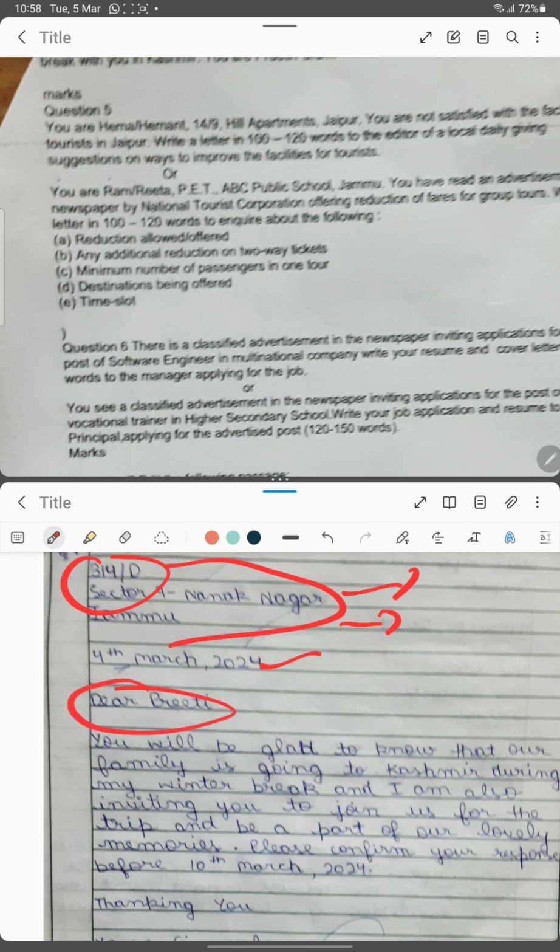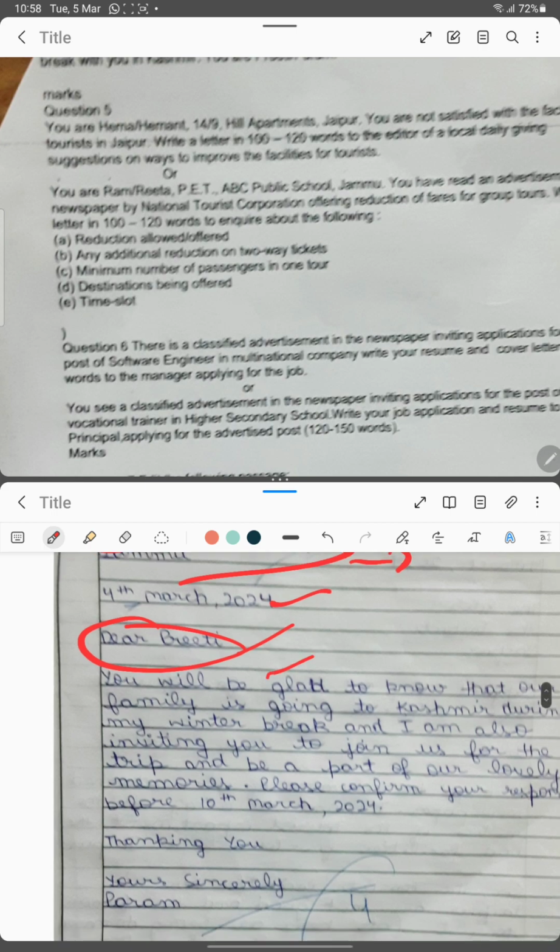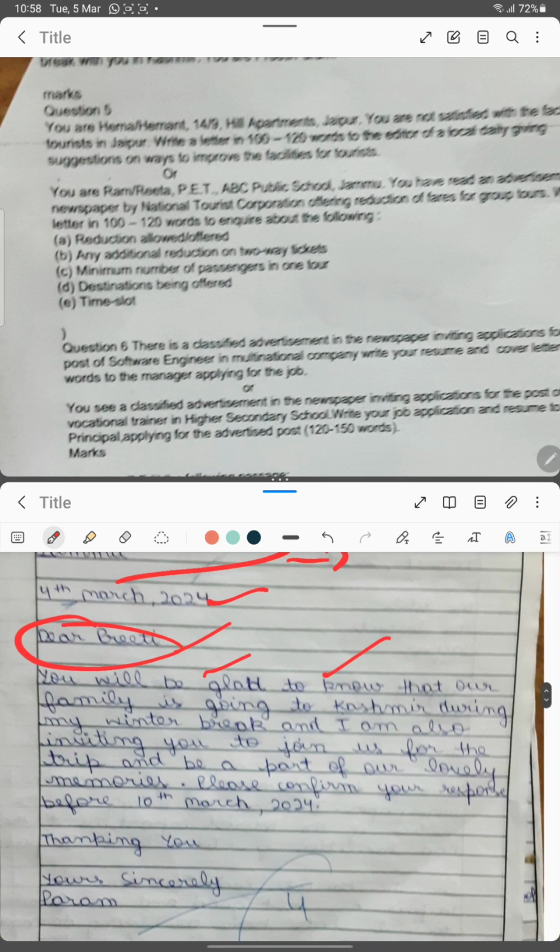about the person receiving the letter. Dear Preeti, and you can write friend also. I hope this letter finds you in good health and spirit. I hope you are doing good there. You will be glad to know that our family is going to Kashmir during winter vacations or winter break. So I am inviting you to join us for the trip and be a part of our lovely memories. Please confirm your response before 10th of March.